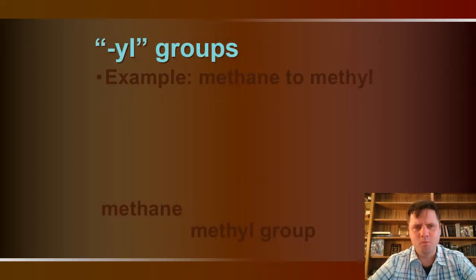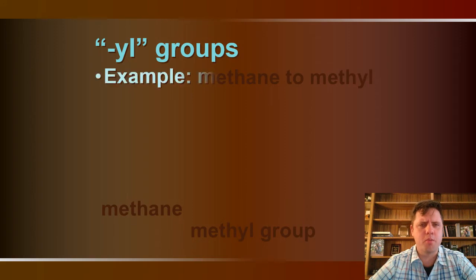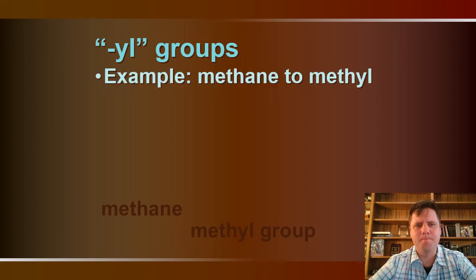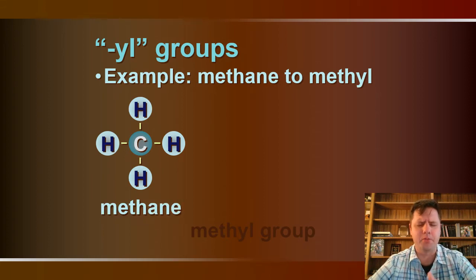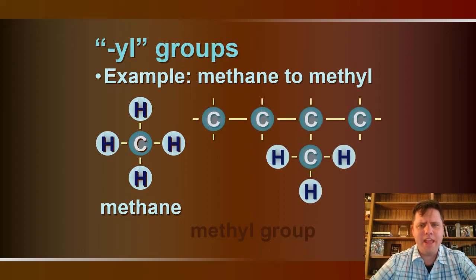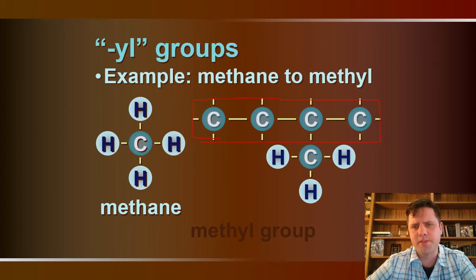Okay, now we're going to consider for a moment the alkyl groups. Example here, methane to methyl. Methane, as we already learned, is just 1 carbon surrounded by hydrogen atoms. But if instead we take a methane group and want to join it to another existing chain, let's say in this case we've got butane here, we've got 4 carbons. And usually, in the place of where this carbon is, we would normally have a hydrogen atom. But instead of that, we've taken a methane molecule and joined it on here.